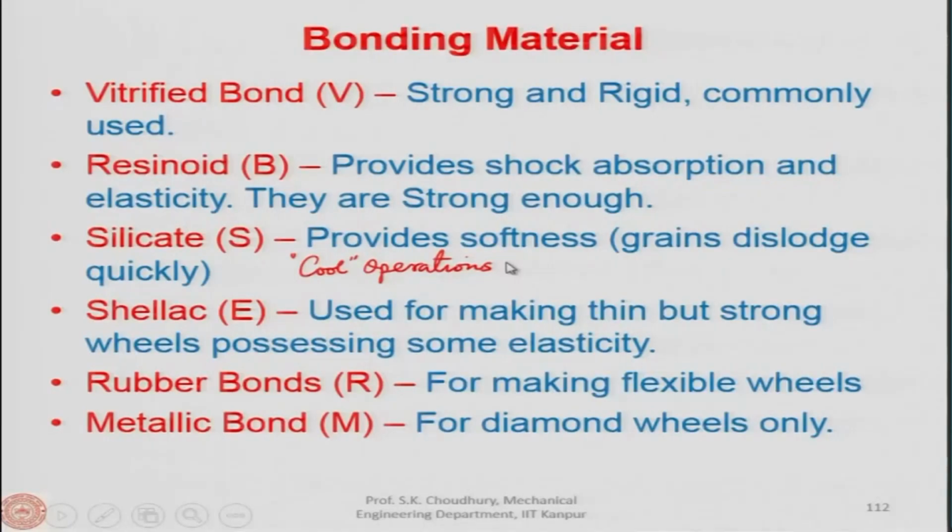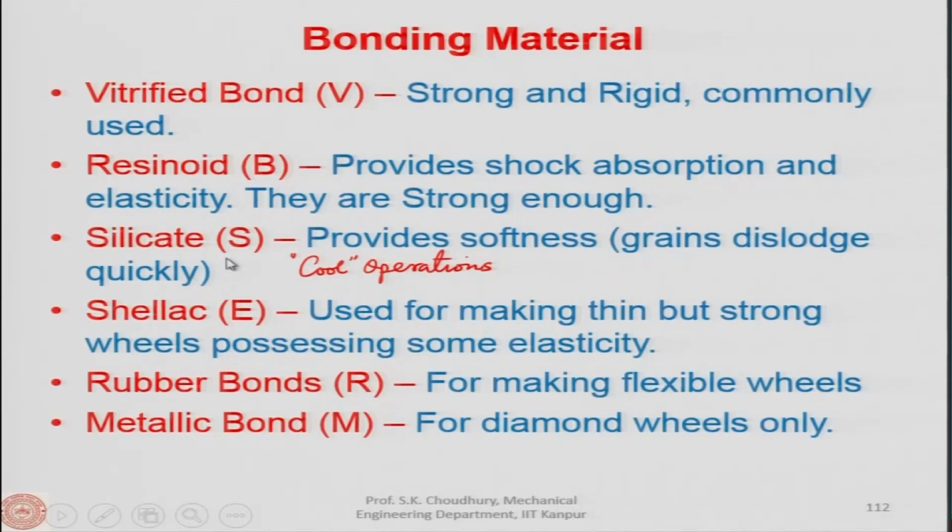In that case, the silicate is very popularly used because it always allows the dislodging of the grains quickly, and always the sharp grains will be available on the surface. So, therefore, there is a cool operation, and that cool operation can be performed by the silicate bonding material, where the heat generation will be relatively less.